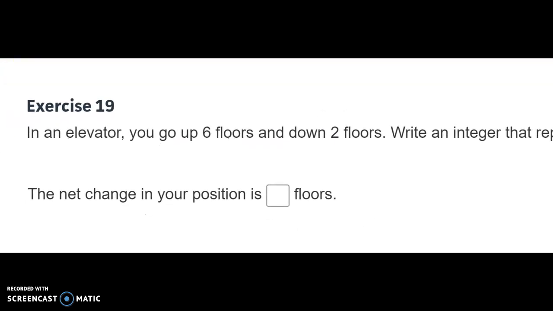So you're in an elevator. You go up 6 floors. So you start at 0, you go up 6, so it's positive 6. Then you go down, so you subtract 2. What is the net change in your position? So think of it as you went to the 6th floor, you went down 2 floors, and what floor are you on now? What's the difference? Well, it would be the number 4.